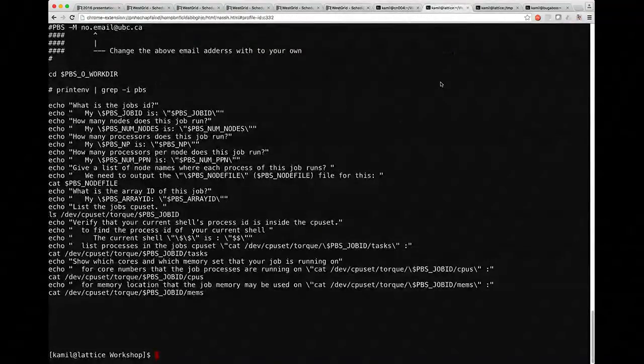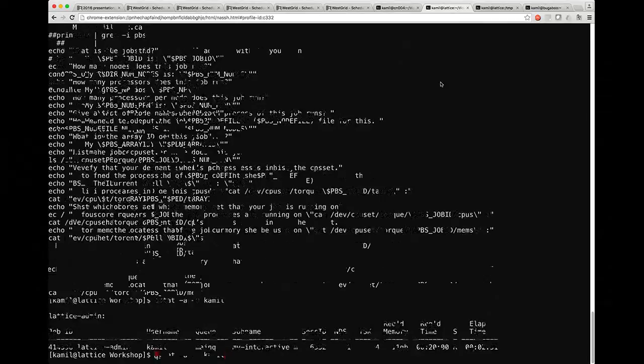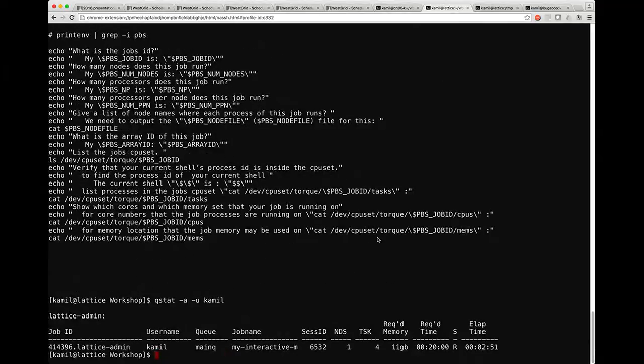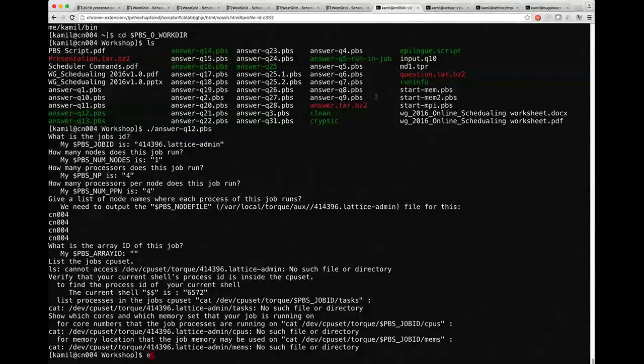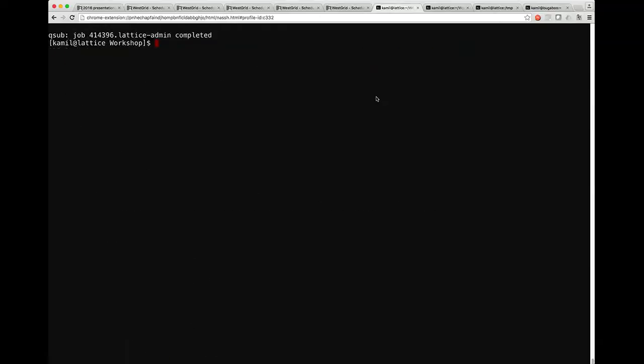And we can actually look at this job from another window. And we see that we have 1 node with 4 tasks, 4 cores. And we can press Control D or type exit, and we quit this job.